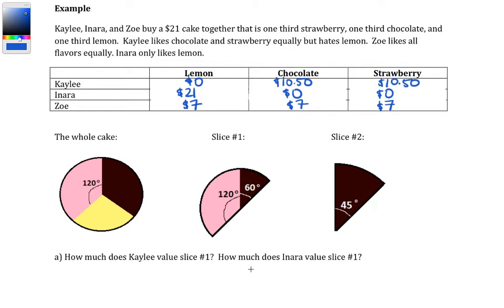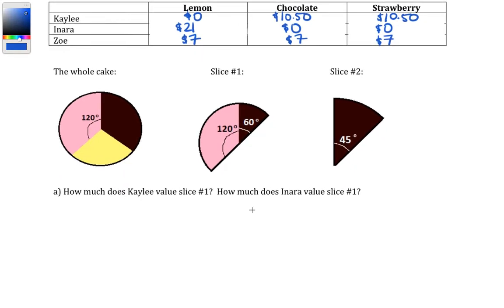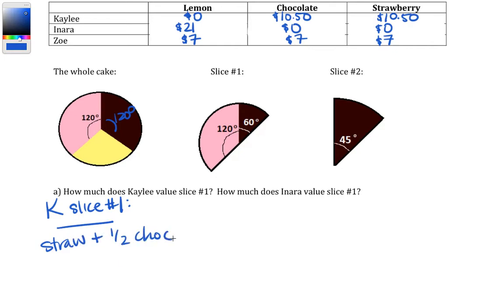Okay, now we've got a couple of particular slices and we want to know how these women value them. So how much does Kaylee value slice number 1? Slice number 1 is all of the strawberry and 60 degrees, or half, of the chocolate. Remember, each piece of this is 120 degrees. So we're talking about Kaylee and slice number 1. It's all of the strawberry plus half of the chocolate.